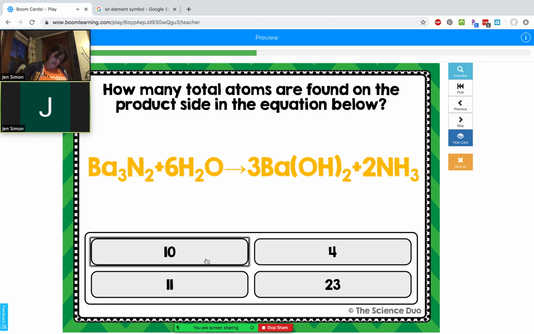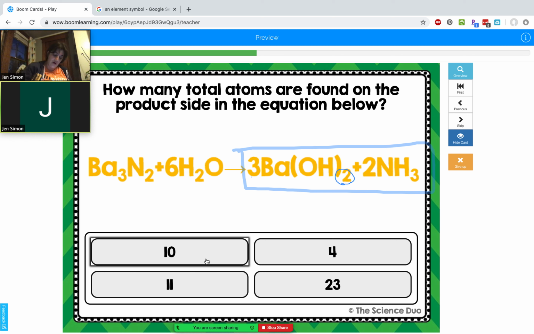How many total atoms are found on the product side? Our product is over here. Ooh, this one's got some extra steps in it. You know how much I like these ones. So I have 3 times Ba, and then in parentheses OH2. So I have O and H. Neither one of those has their own subscript, but they have a 2 outside of the parentheses.